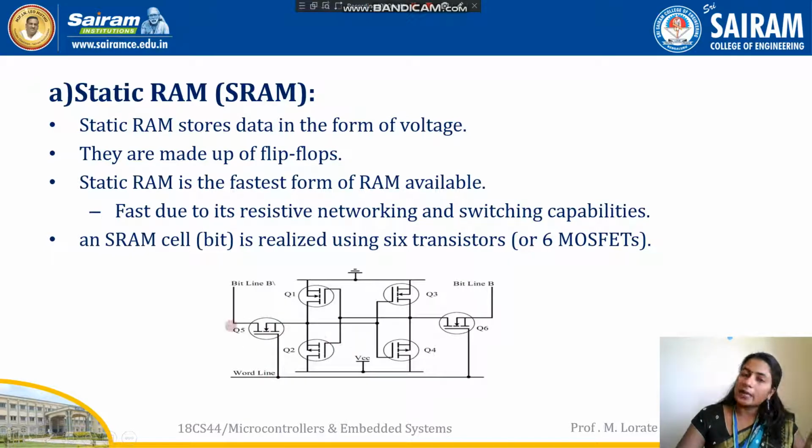Next case, writing bit value 0. If you want to write bit value 0 to the memory cell, we have to make B equal to 0 and B bar equal to 1, also the word line 1. So that is the write operation, writing 0 and writing 1. Next, reading data from the memory cell. Whenever we want to read the data from the memory cell, we have to make both B and B bar 1, also the word line 1.